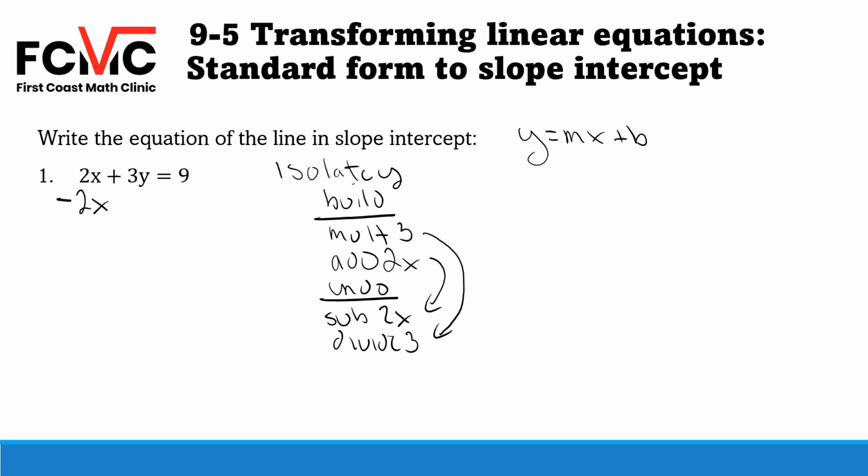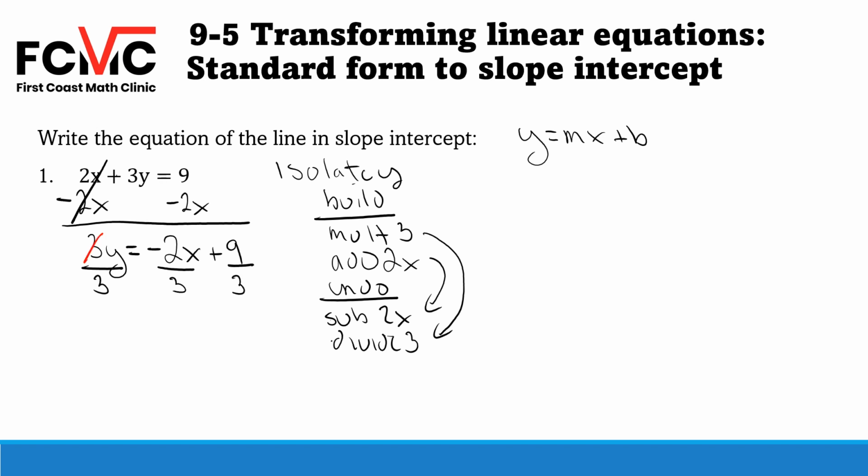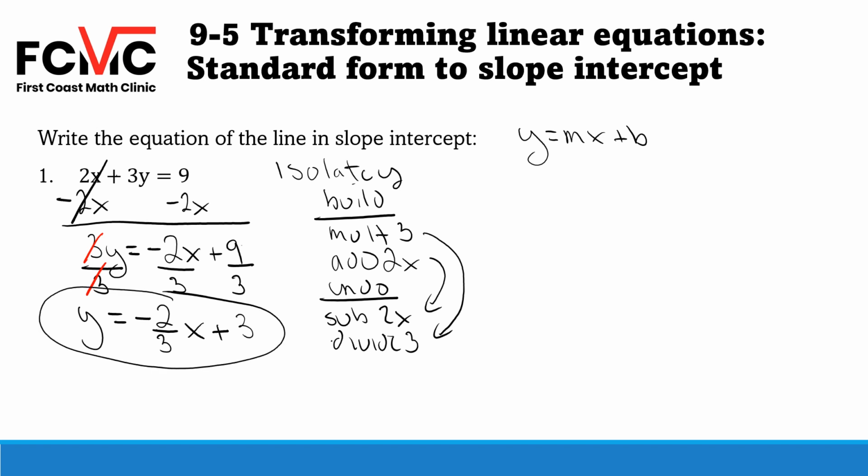Let's subtract 2x and subtract 2x. So the 2x's cancel out on the left. We get 3y equals negative 2x plus 9. Then I'm going to divide by 3. So divide by 3, divide by 3, and divide by 3. The 3's cancel out on the left, so I'm left with just y equals negative 2/3 x plus 9 divided by 3 is 3, and we've got our equation in slope-intercept form. Again, following our build and our undo. Let's move on to the next example.